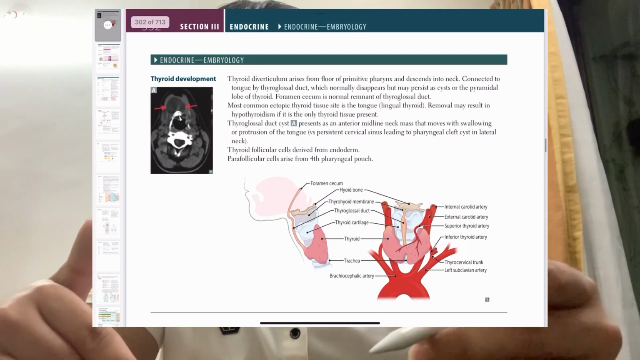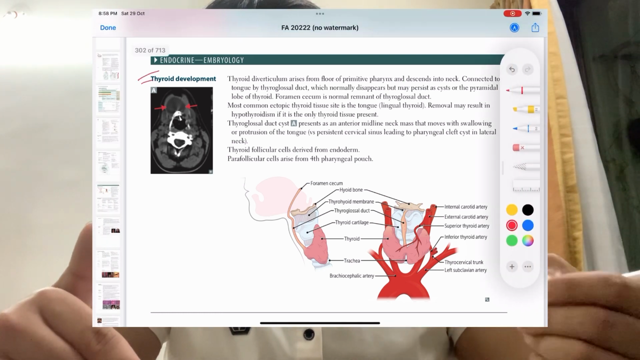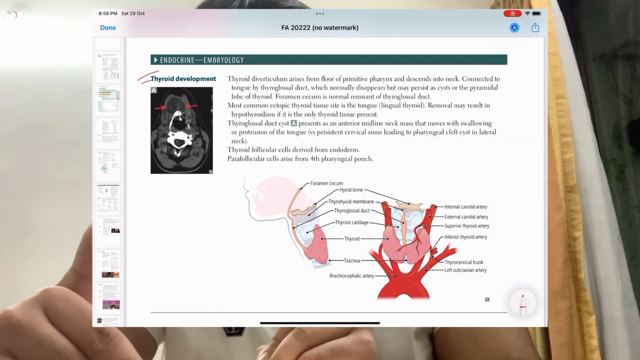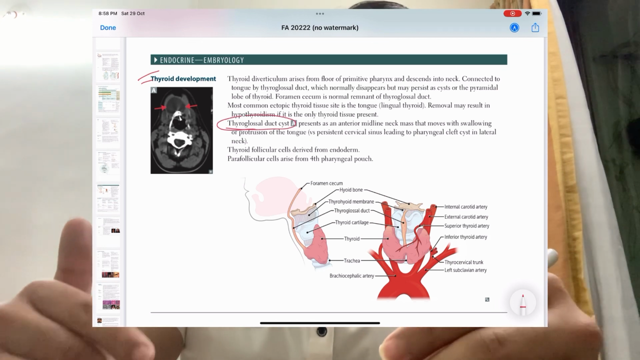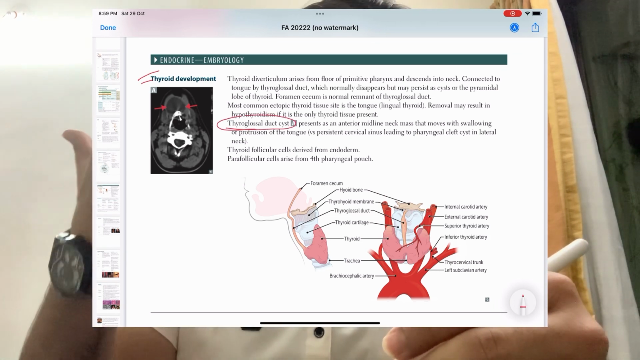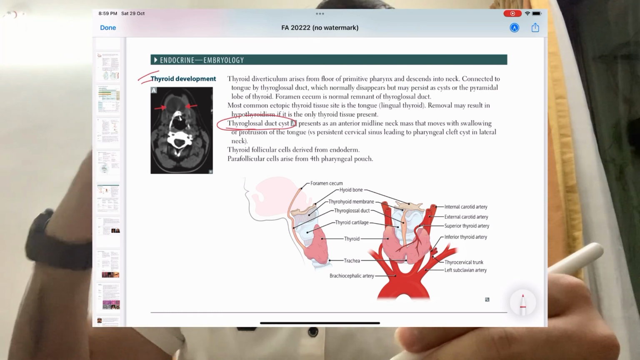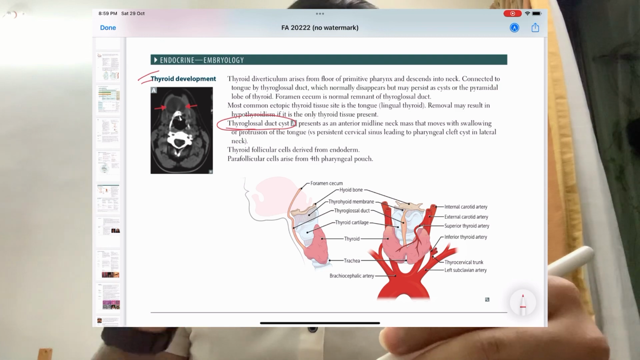One thing that you need to remember in thyroid development embryology is the thyroglossal duct. How will you identify a thyroglossal duct cyst in a patient? A midline thyroid mass. They will give you one particular question about that, and you need to be able to identify the thyroglossal duct. Alright, that's all for embryology.